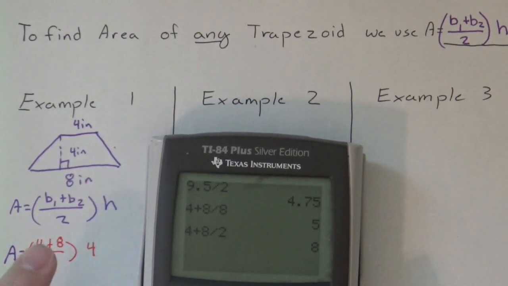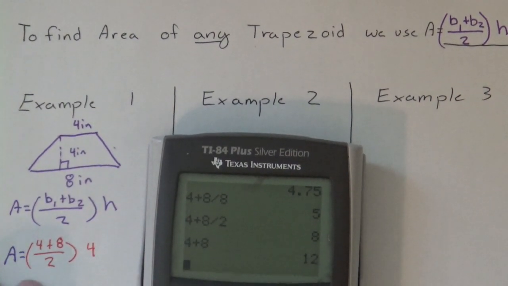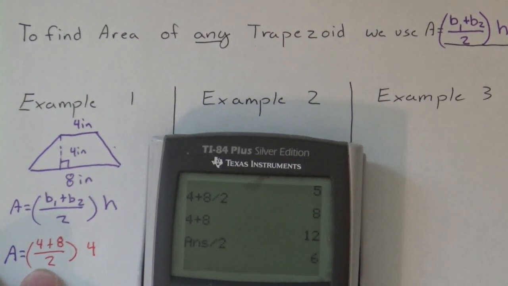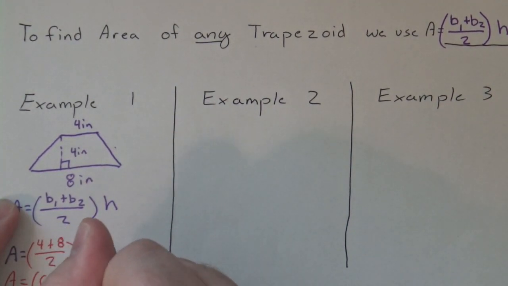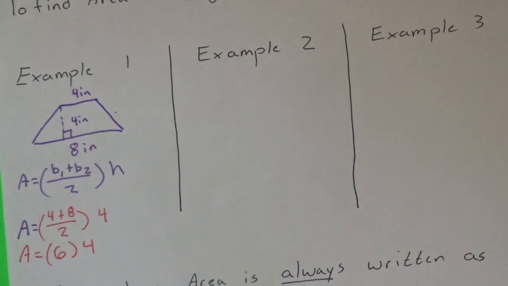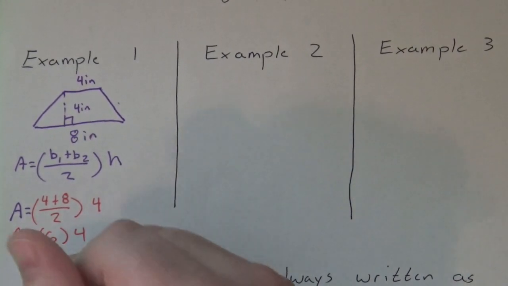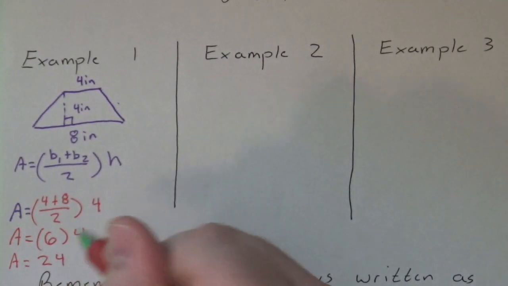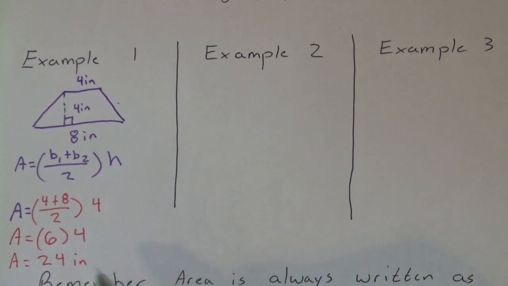Your first step in order to solve this problem is add the 4 and the 8 together first. Well, 4 plus 8 gives us 12. Now you divide by 2 and you get 6. So this first piece is 6 times 4. Well, what are we going to do now? Now we can multiply. And so we get 24. Well, what's our unit? Our unit is inches. And remember that we have to be in inches square because this is area, so inches square.